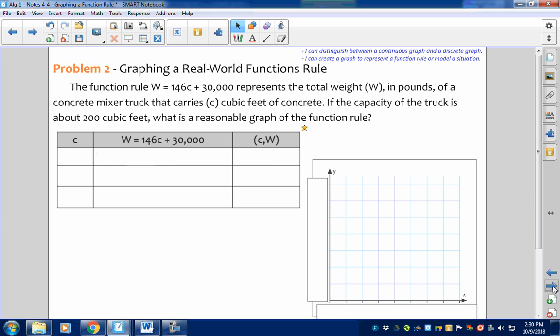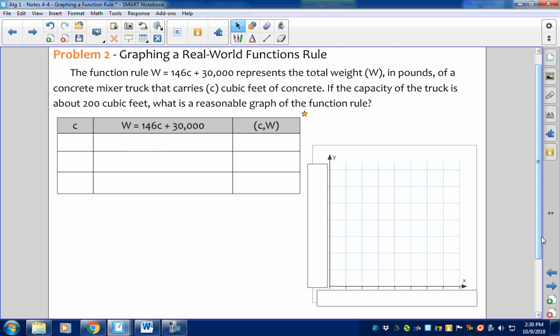All right, here's a real-world function rule. It says the function w equals 146c plus 30,000 represents the total weight w in pounds of a concrete mixer truck that carries c cubic feet of concrete. If the capacity of the truck is about 200 cubic feet, what is a reasonable graph of the function rule?